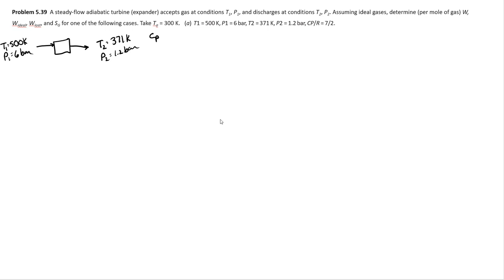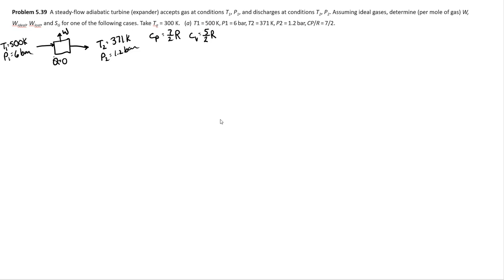We are told that the heat capacity CP is 7/2 R, and so you should know that means that CV is CP minus R, so that is 5/2 R. We're told it is adiabatic. That means there's no heat transfer. Q dot is equal to 0. This is a perfectly insulated turbine, no heat losses. It is also producing work.